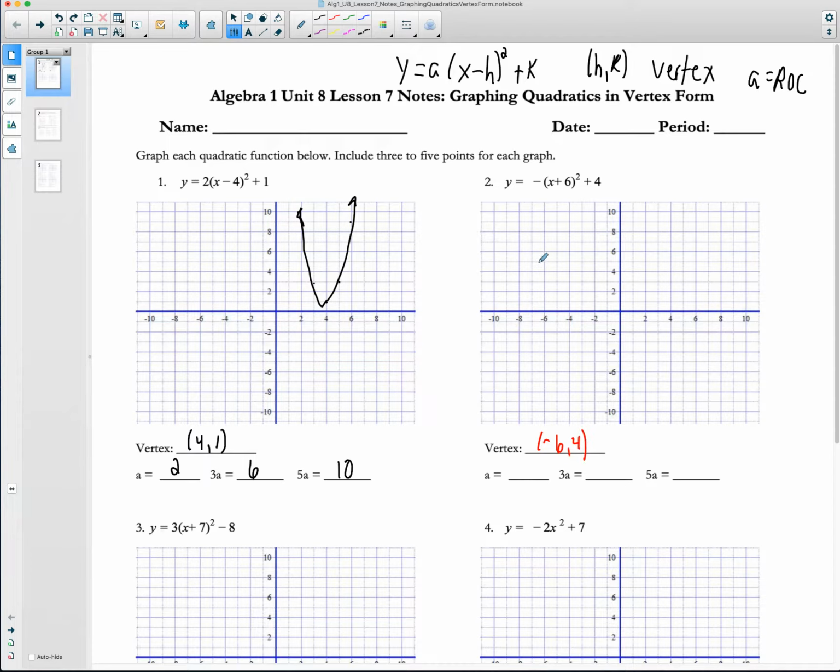So if I go to -6, 4, there it is. Now our a value, remember that if there's just a negative, or if it looks like there's no number in front, it's either -1 or +1. So in this case, a is -1, 3a would be -3, and 5a would be -5. All right, so now -1. So down 1 to the right one, down 1 to the left one. Then we're going to do 3a, so down 3 to the right one, down 3 to the left one.